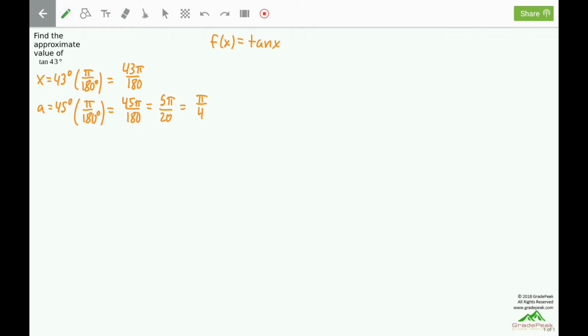The linear approximation requires the function f of x as well as its derivative f prime of x. So the next thing to do here is to find the derivative of f of x. The derivative of tangent of x is secant squared of x. We now need to evaluate f of x and f prime of x at the a value of pi over 4.